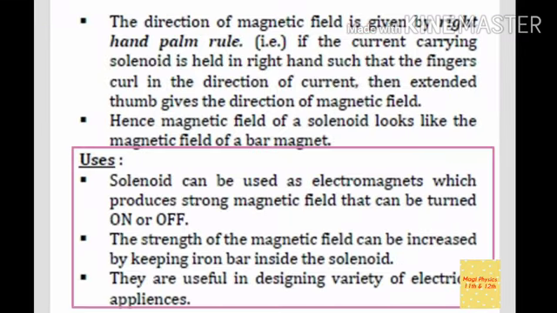Uses of solenoid. The solenoid can be used as an electromagnet, which produces a strong magnetic field that can be turned on or off. The strength of the magnetic field can be increased by keeping an iron bar inside the solenoid. They are very useful in designing a variety of electrical appliances.